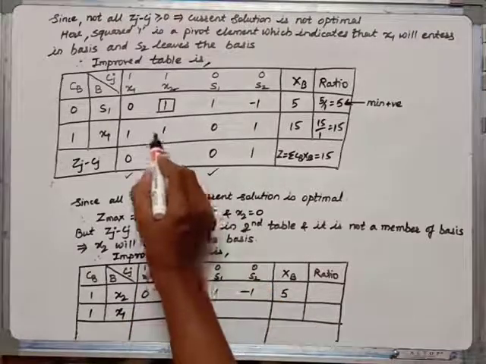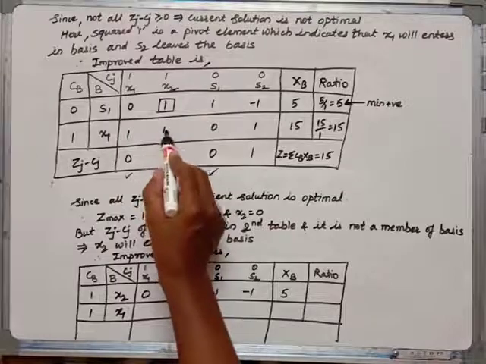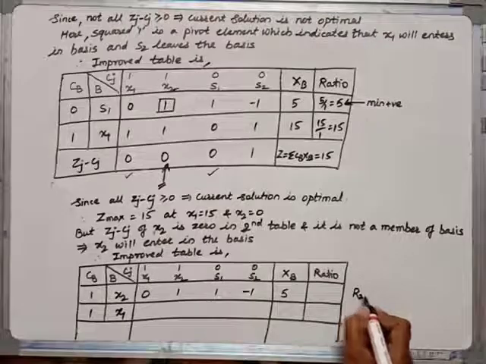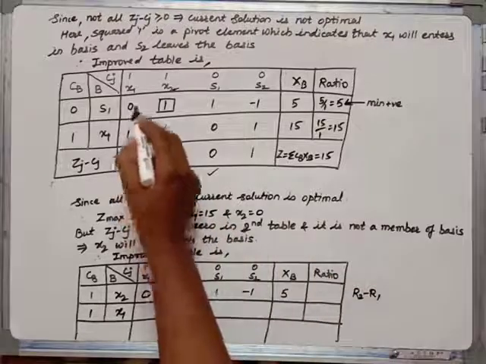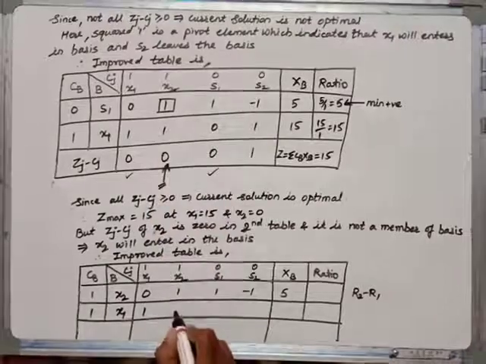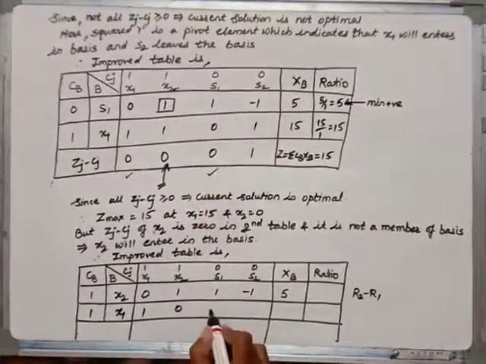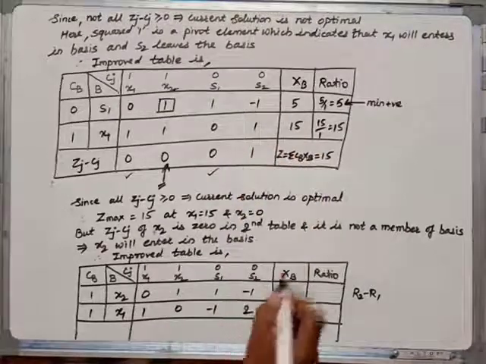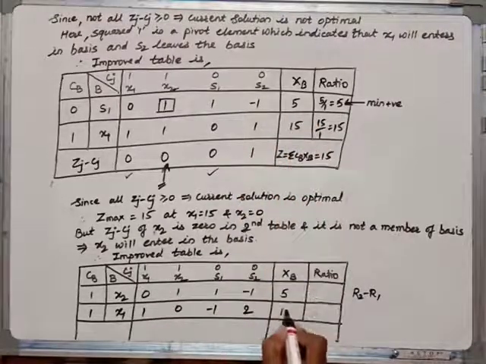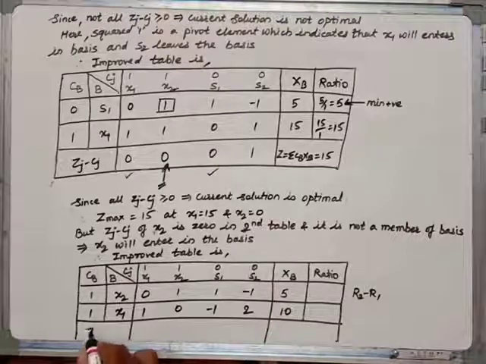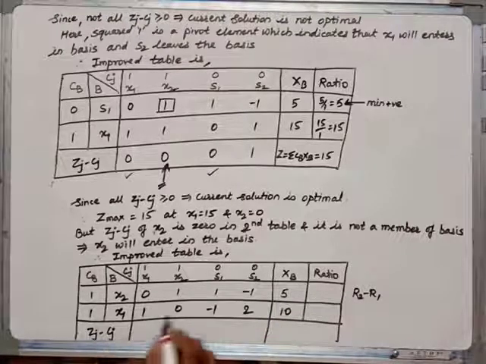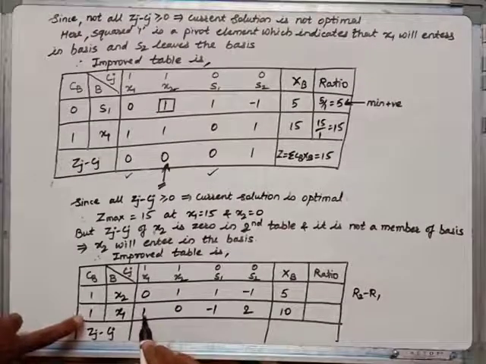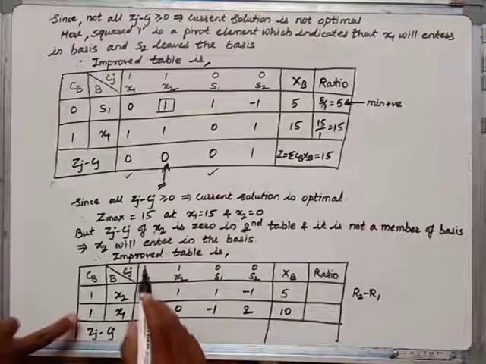Now let us make this another element 0 by doing some operation. So let me do R2 minus R1. R2 minus R1 gives 1 minus 0 will be 1. 1 minus 1 is 0. 0 minus 1 is minus 1 and 1 minus of minus 1 is 2. 15 minus 5 is 10. Now let us determine Zj minus Cj. Look here: 1 into 0, 0 plus 1 into 1, 1 minus 1.